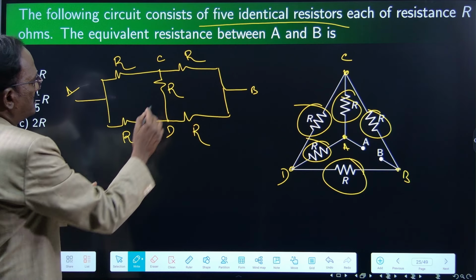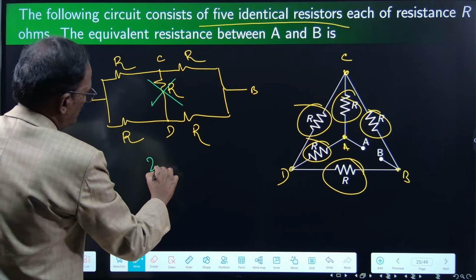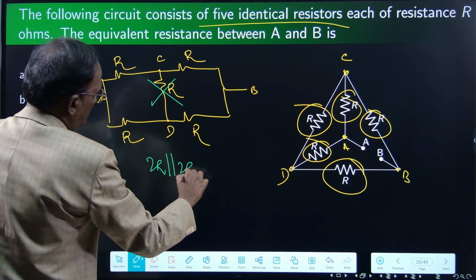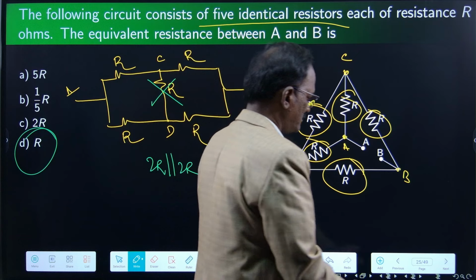So balanced one, so it is removed. R plus R, 2R, R plus R, 2R. 2R is in parallel with 2R. 2R by 2 is equal to R. Option D is the answer.